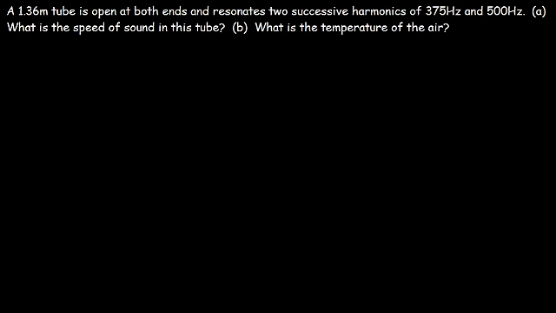A 1.36 meter tube is open at both ends and resonates two successive harmonics of 375 and 500. What is the speed of sound in this tube? Now we know that we can use this equation. The tube is open, so it's going to be nv over 2L and not 4L. So if we know the fundamental frequency, we could find the speed. So what is the fundamental frequency?